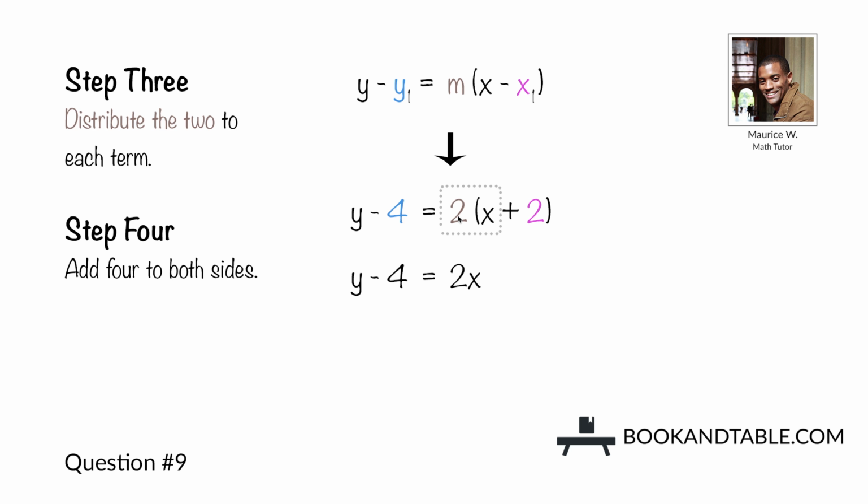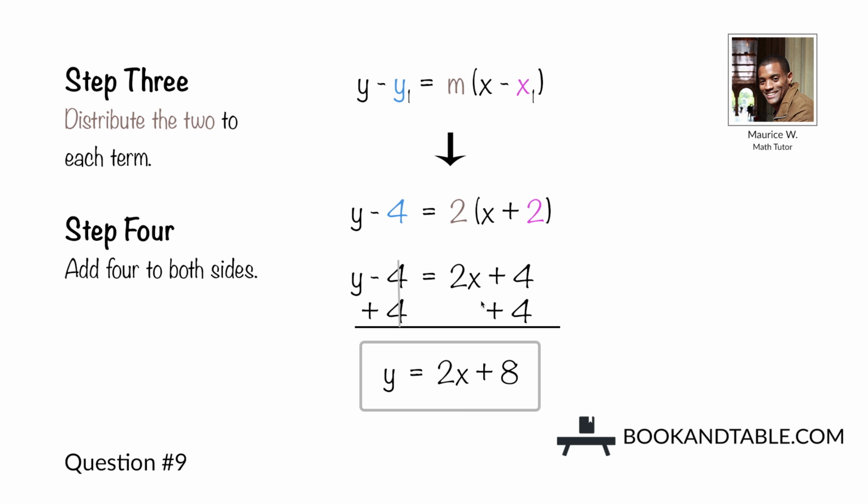Step 3, distribute the 2 to each term. 2 times x is 2x. 2 times +2 is +4. So that leaves us with y minus 4 is equal to 2x plus 4. We want to get rid of this -4. So step 4, add 4 to both sides. 4 plus 4 is +8. So that gives us an equation of y is equal to 2x plus 8.